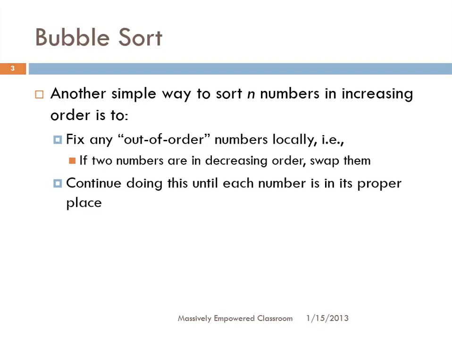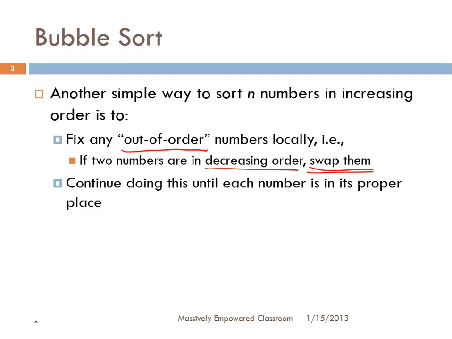So stated simply, the idea of bubble sort, to sort n numbers, let's say in increasing order, is to look at every pair of consecutive numbers. If they are not in increasing order, if they are out of order, we exchange them. Right? If the two numbers are in decreasing order, we exchange or swap them. And we continue doing this until all the elements are sorted.